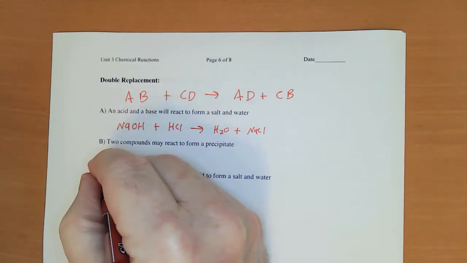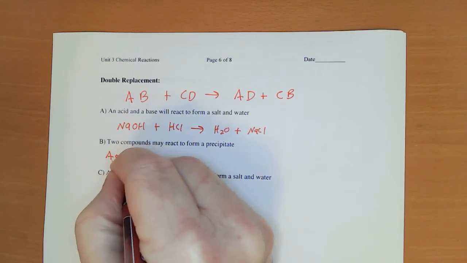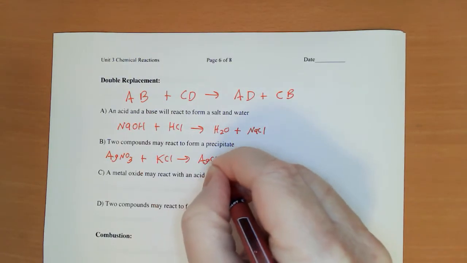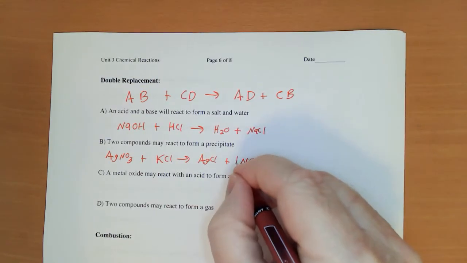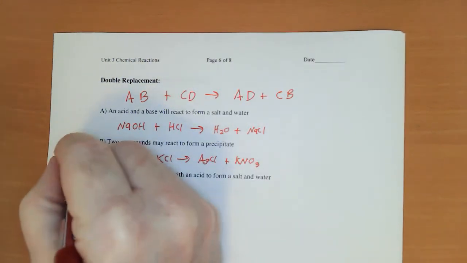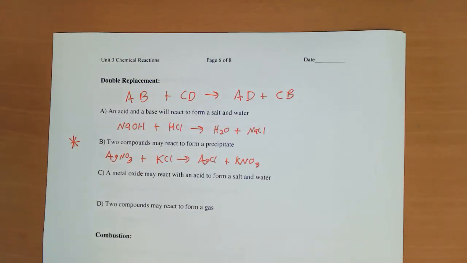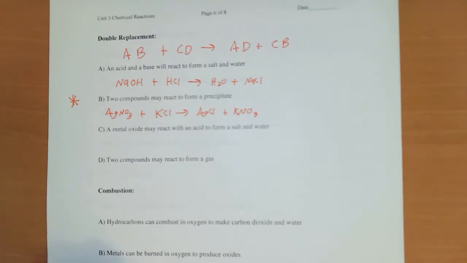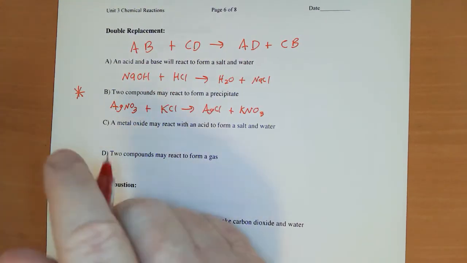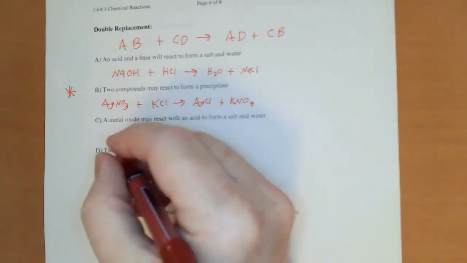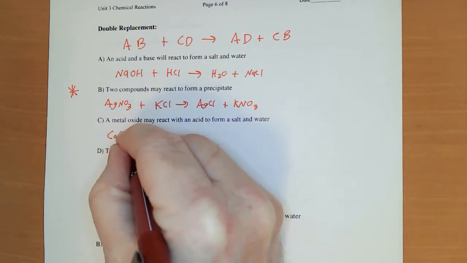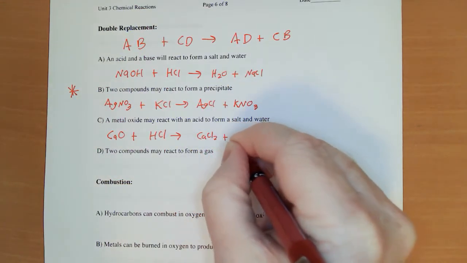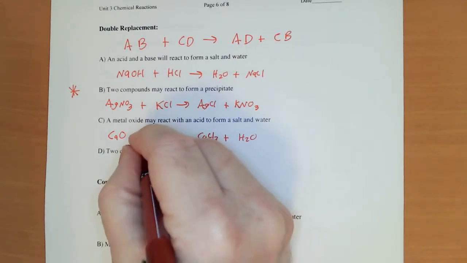We can also see it with what's called a precipitate, AgNO3 plus KCl gives us AgCl plus KNO3. I'm going to put a big star here. We're going to spend a lot of time, a few days, working on precipitate reactions like that. The AgCl, it turns out, is what becomes the solid. A metal oxide may react with an acid. So something like calcium oxide plus HCl to give us CaCl2 plus H2O. We need a 2 in front to balance that.